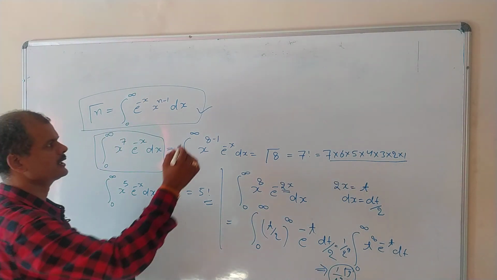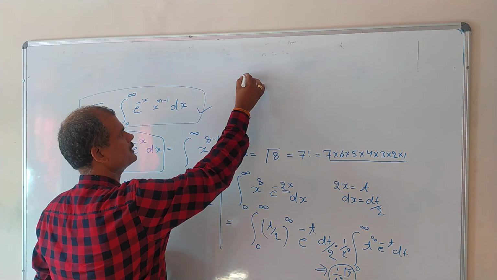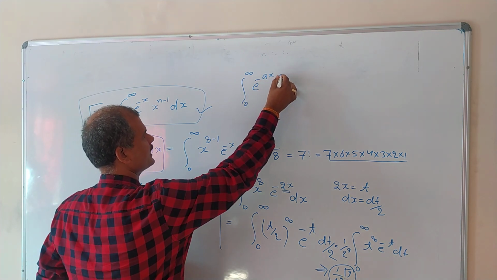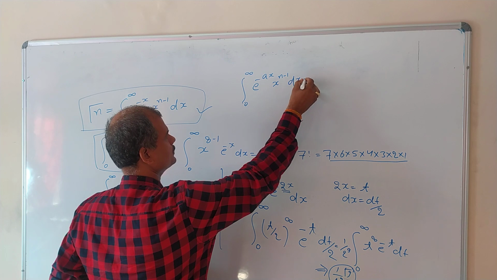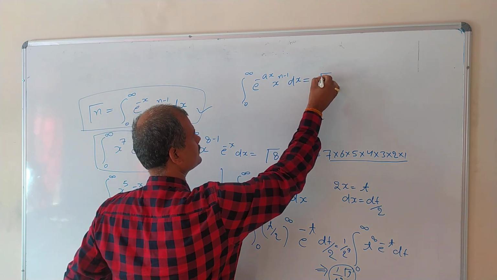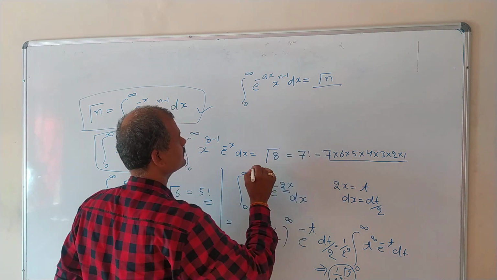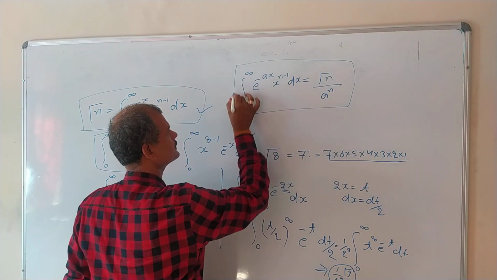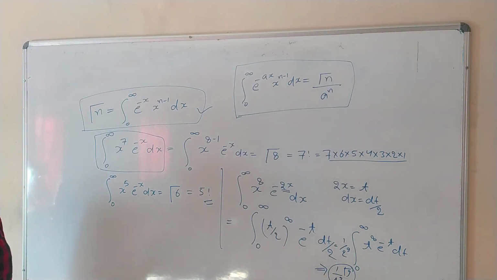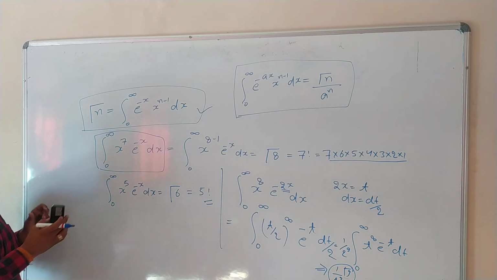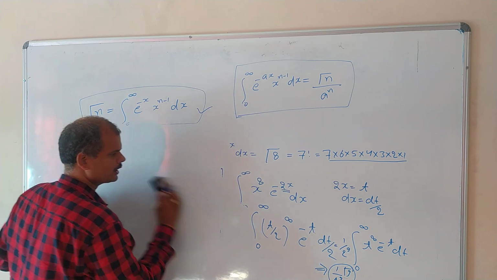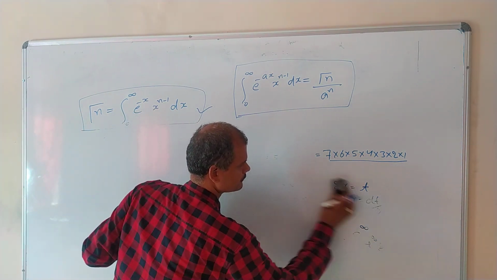So we can write that formula also: integral 0 to infinity e power minus ax, x power n minus 1 dx equal to gamma n by a power n. So this is also one small property of the gamma function. Fine. Okay. Now this is all about the gamma function.